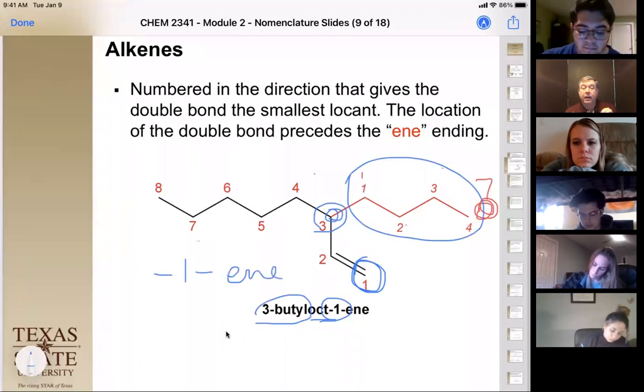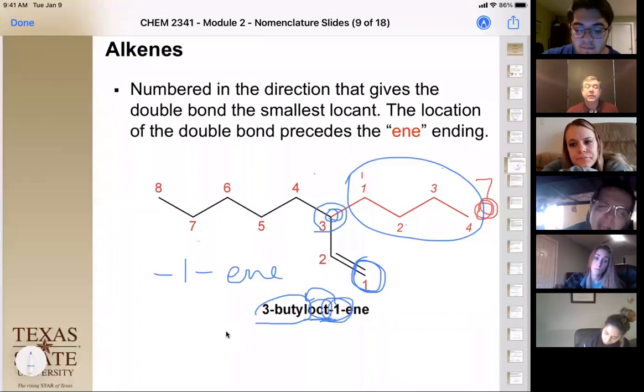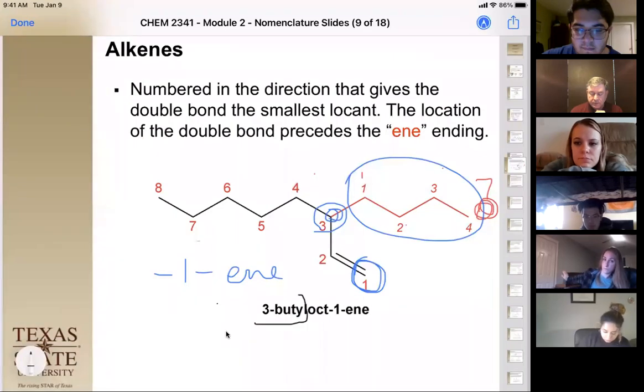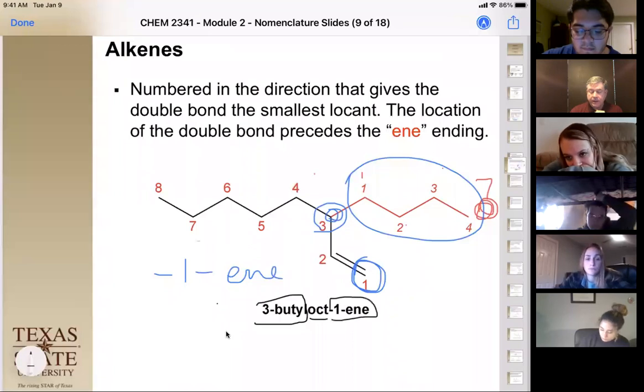oct-1-ene. Okay. Now, you can write it 1-octene. You can put the 1 in the front here. However, it's more precise to have it oct being the number of carbons, then the 1-ene, showing you exactly where the alkene is. Okay, so it looks a little funny, but the more precise way to do it is substituent, number of carbons in the parent chain, and then identifying where the alkene is. Okay, so the first carbon in the alkene is on that number 1 carbon.